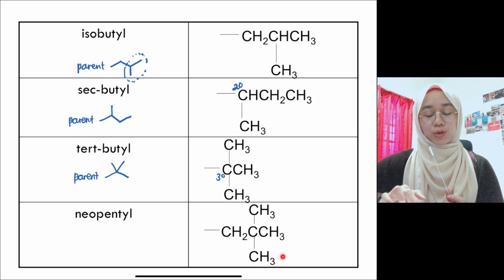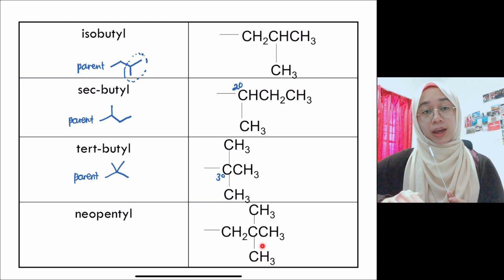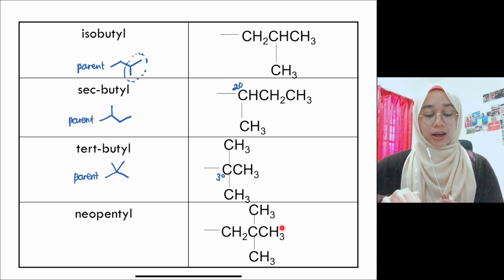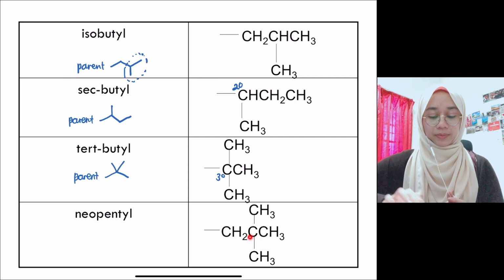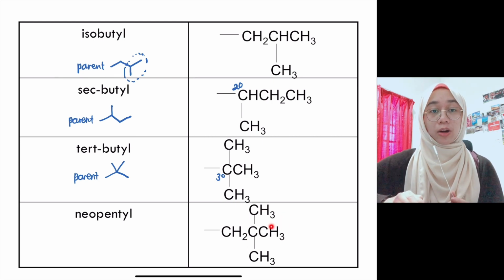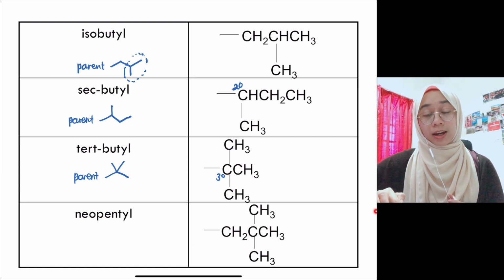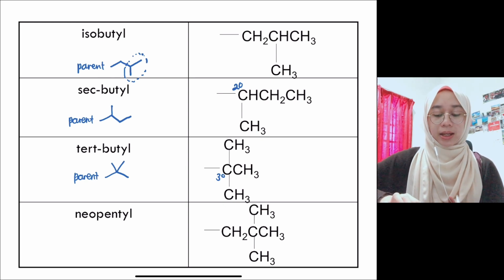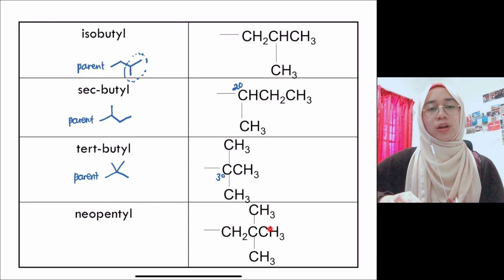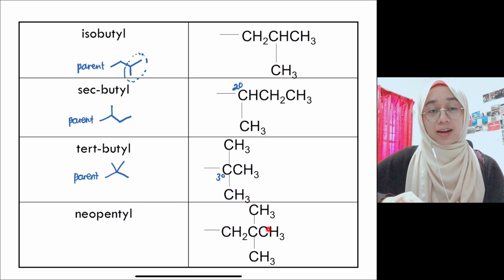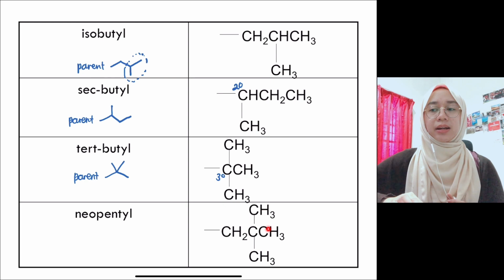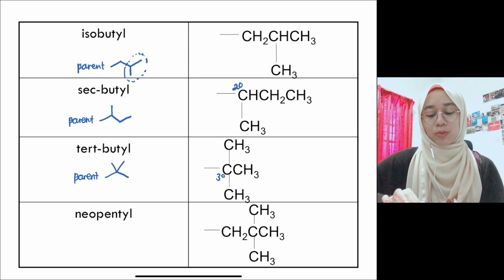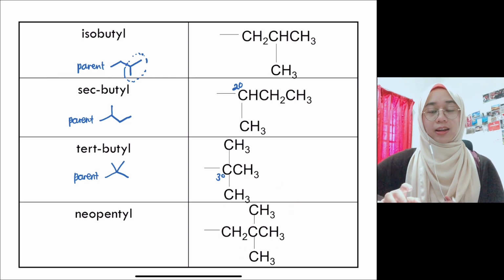Okay, so next we have neopentyl. The arrangement of neopentyl is like this. We have 5 carbons as the substituent. Okay, therefore this is how neopentyl looks like, because if it were just pentyl, it would be a straight chain. Since this is a 5-carbon substituent, it means the parent chain must be long, at least 6 and above. Only then will you find neopentyl. Most probably you won't even see it, but you should still know neopentyl.